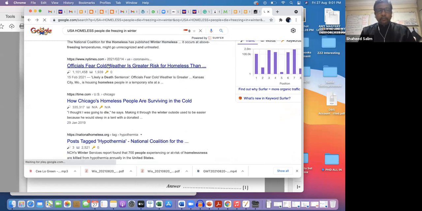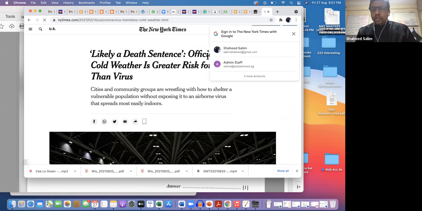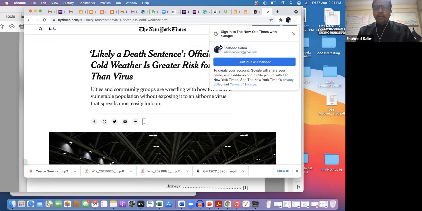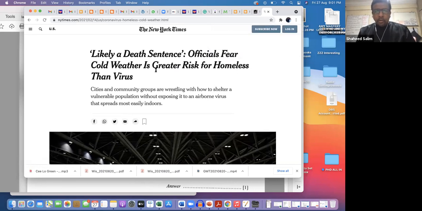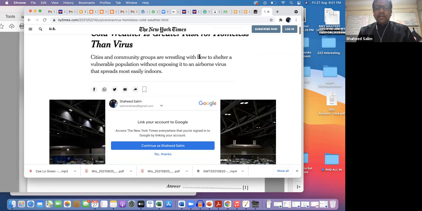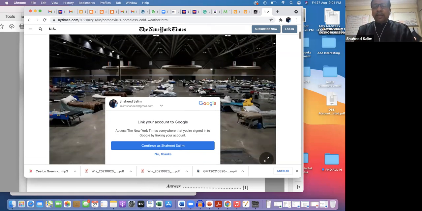2021. Likely death sentence. Government officials fear cold weather is greater risk for homeless than virus. They say the COVID-19 is not much of a problem. People not having place to stay in the cold, that is the one that might kill them.